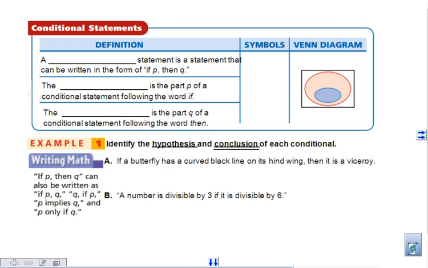Okay, next up, we are going to talk about conditional statements. So these are if-then sentences. So we've got multiple parts of a conditional statement.